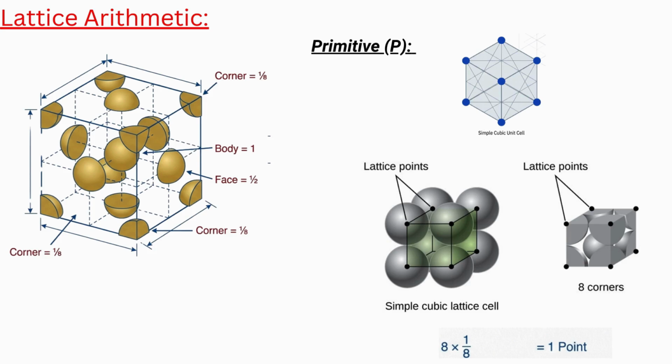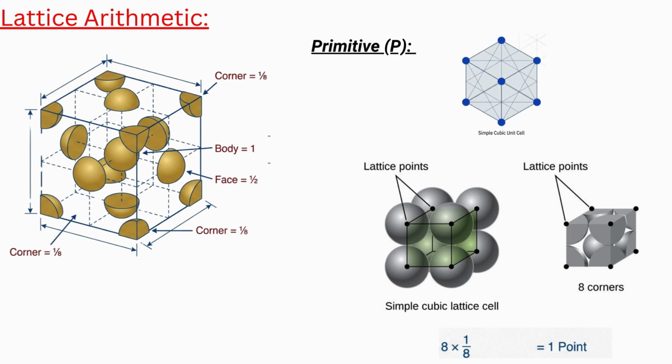Whereas a point present at the face center is shared by 2 adjacent unit cells, so we have to take 1/2 into consideration. If any point is present at the body center, then it is taken as 1 because it does not have any shared relationship with the adjacent unit cell. In this way we have to take into account the points at the unit cells.